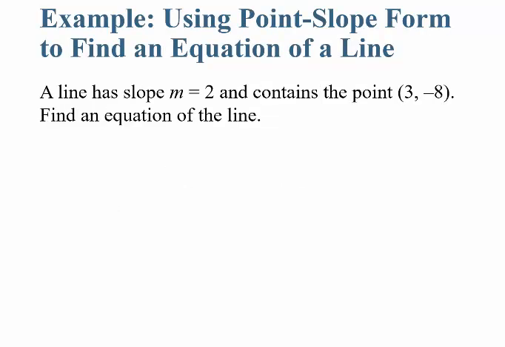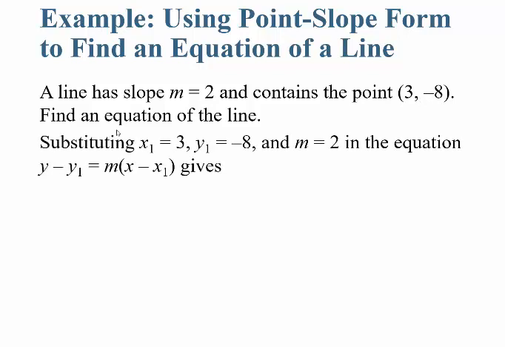All right, so let me give you an example. A line has slope m equal to 2 and contains the point (3, -8). Find the equation of the line. So what I'm saying here is you're substituting in x1 is 3, y1 is negative 8, and the slope m is equal to 2 into this equation. When you do, watch what happens.